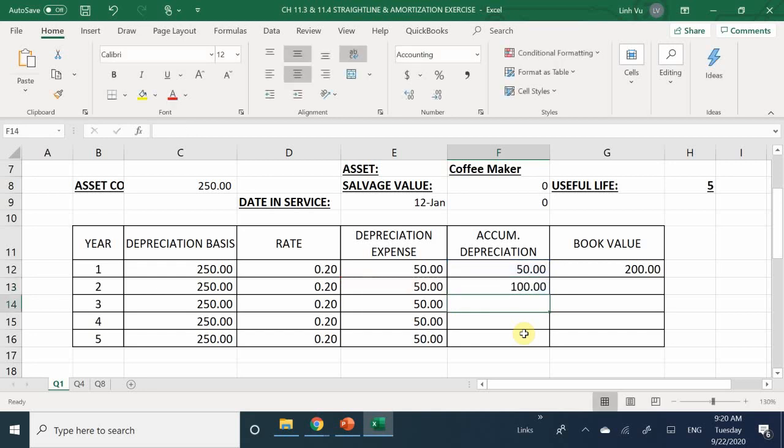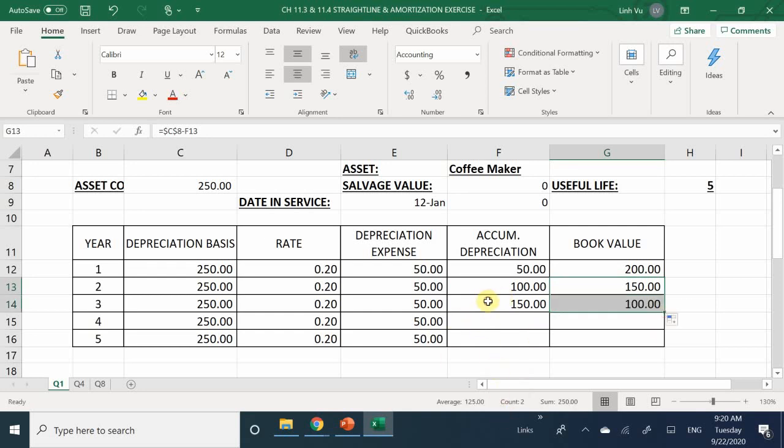100. And of course, with our book value, it should be now worth how much? 150. Same thing here. My accumulated depreciation for the third year is going to be 150. And my book value for the third year is going to be 100.